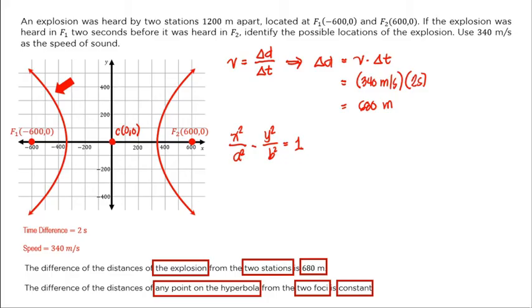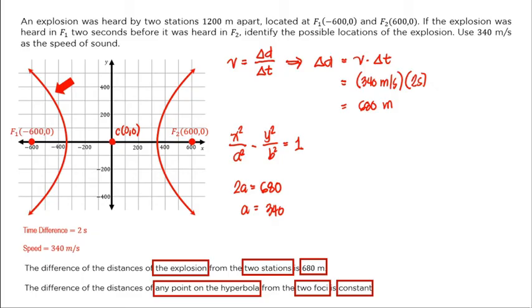Now, from the properties of hyperbola, the difference of the distances of any point on the hyperbola from the two foci is 2a, right? So therefore, we can deduce that 2a is equal to 680, because that is the difference of the distances that we got. And it will follow that a is equal to 340. So we now have the value of a.